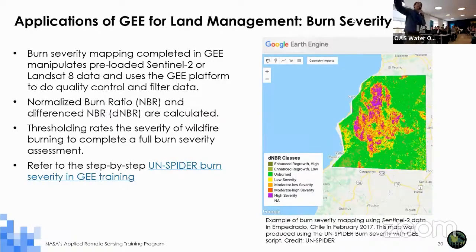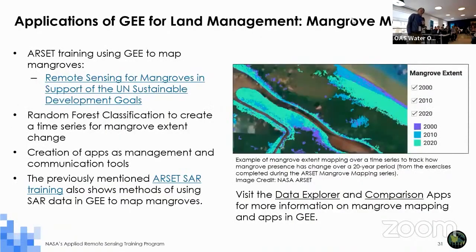And again, this is looking at different applications for burned area. I think I talked about this earlier, so we'll skip on. This was one that we did looking at mangrove mapping, using different methods to map mangroves with both optical as well as the SAR data. So next slide.